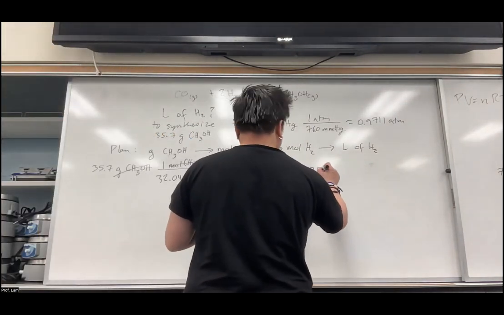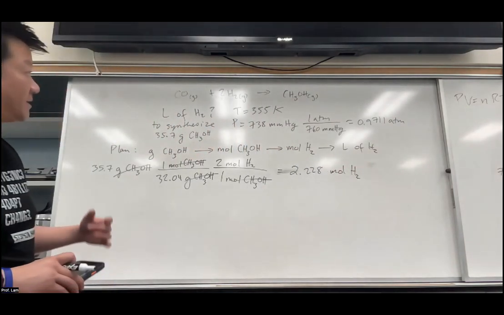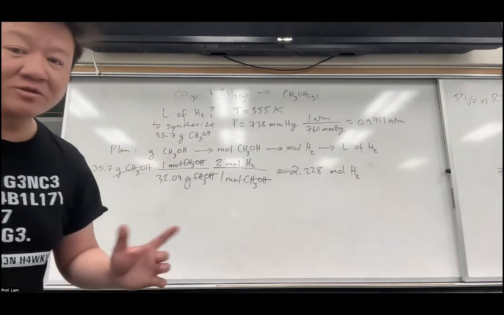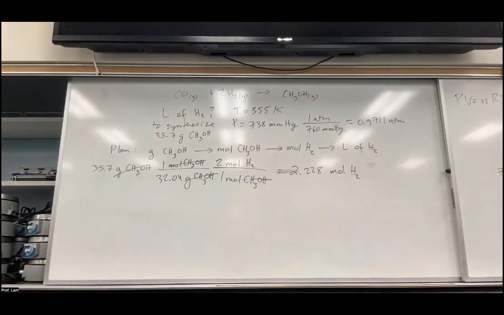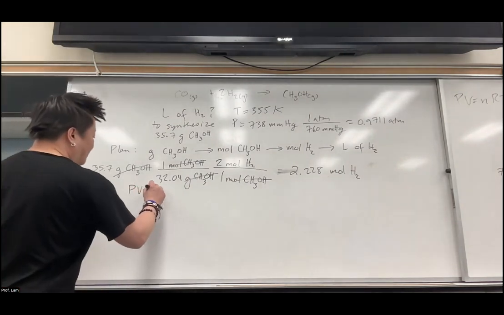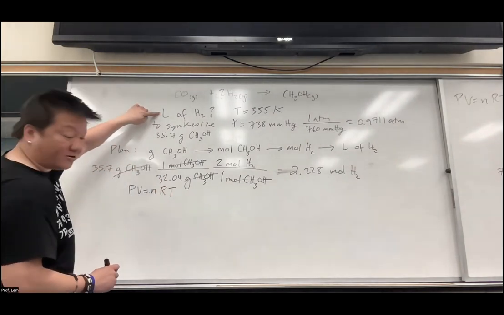Two 2.228 moles of H2. But it's not asking us for moles, it wants some volume. So how do you go from mole to volume? In gas phase, use your ideal gas law, right? PV equals nRT, and you're being asked to solve for a volume, right?